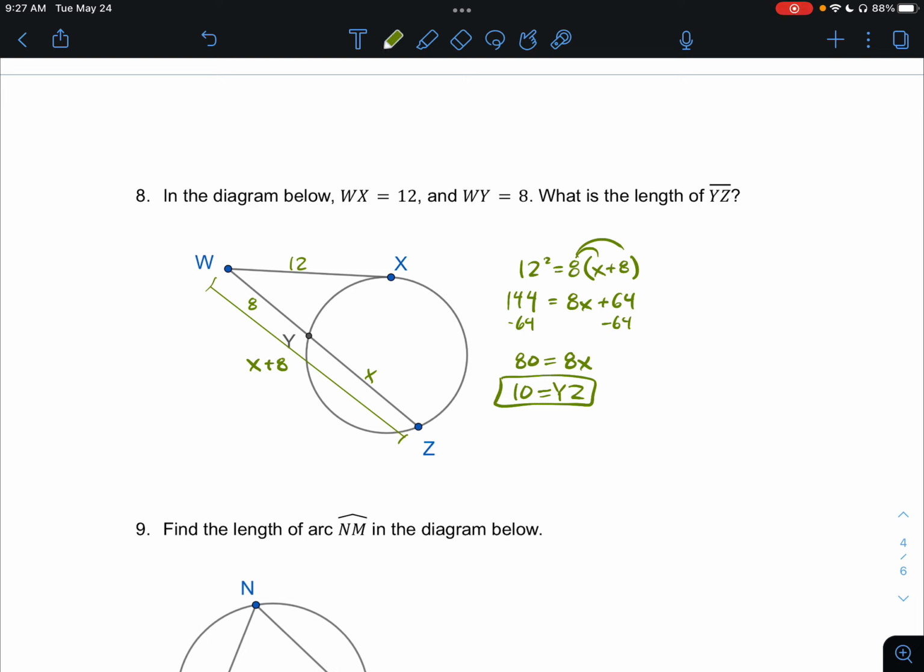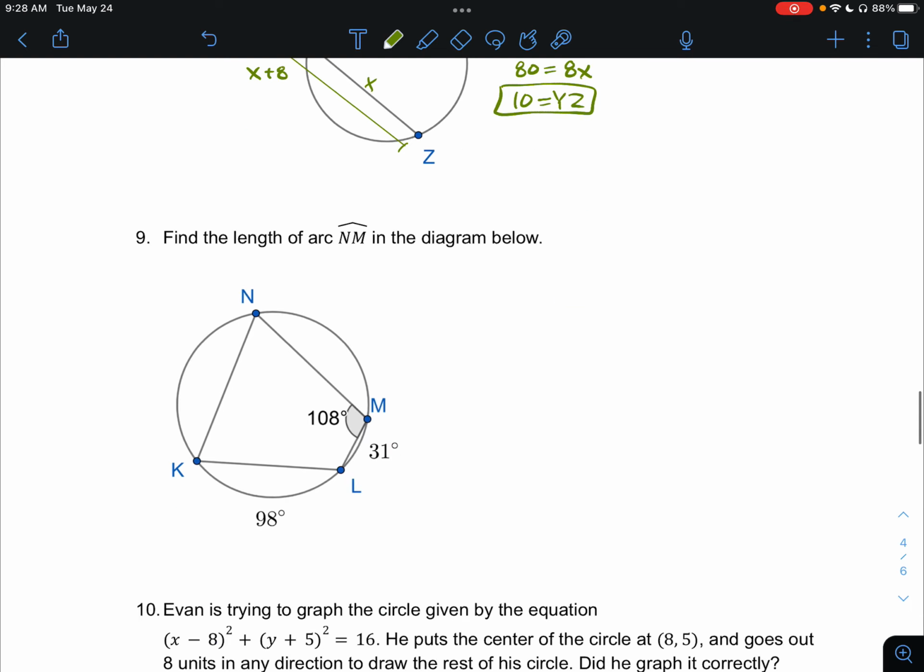On tomorrow's test, or Thursday's test, it is not going to be this exact problem. I think it's going to be the two intersecting chords inside the circle, and you just have to be able to find part of that. So, just a heads up. All right.